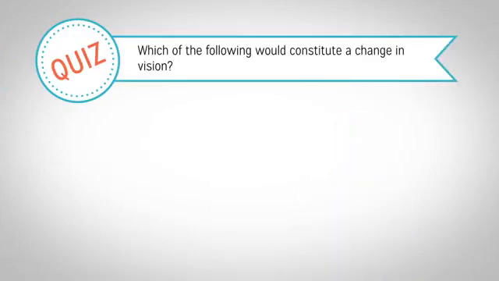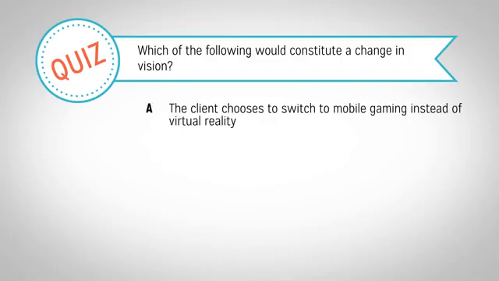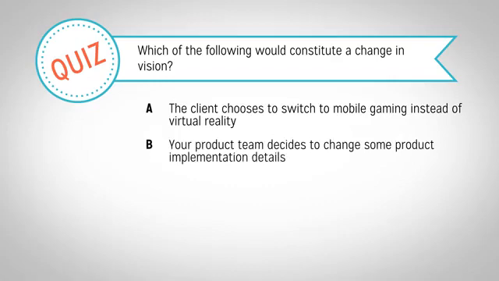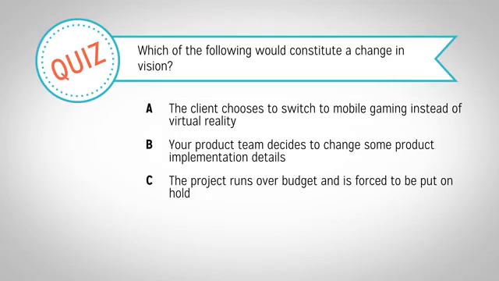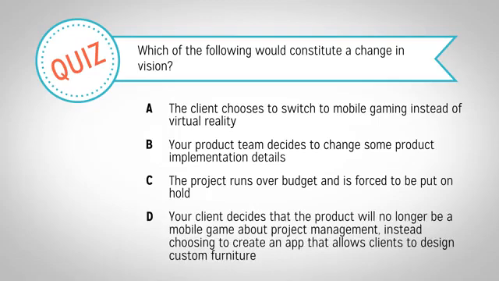In the previous scenario, the client changed scope by suggesting that you switch platforms. Which of the following would constitute a change in vision? A. The client chooses to switch to mobile gaming instead of virtual reality. B. Your development team decides to change some product implementation details. C. Your project runs over budget and is forced to be put on hold. Or D. Your client decides that the product will no longer be a mobile game about project management, instead choosing to create an app that allows clients to design custom furniture.